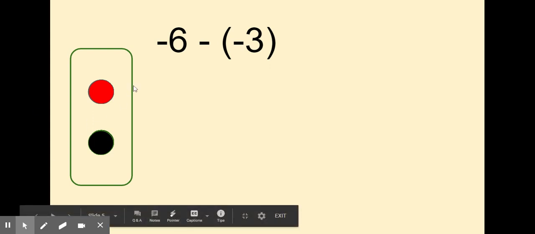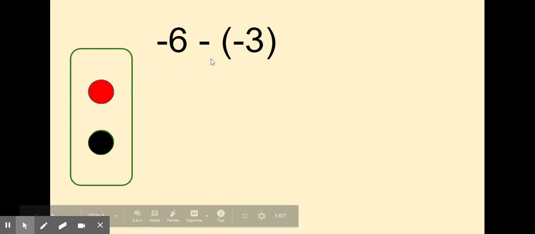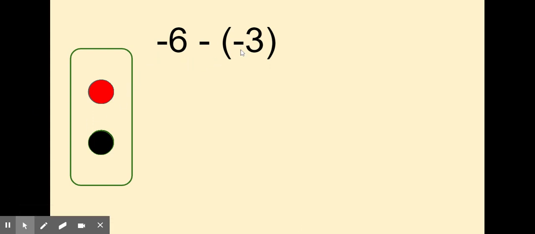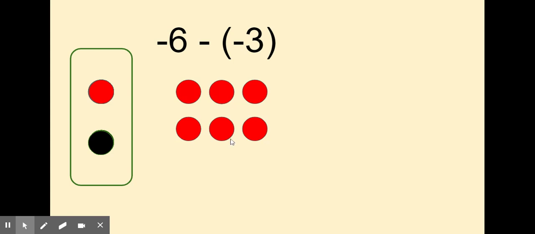All right, another problem. We've got negative 6 minus negative 3. And if you remember, sometimes they'll use the parentheses to kind of highlight that this is a negative. That's all they're doing here. They don't mean anything else. So let's think, how am I going to model this problem? This is negative 6. Which color was negative? That's right, the red. So there's my negative 6.